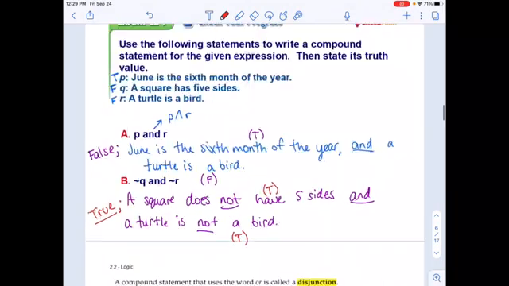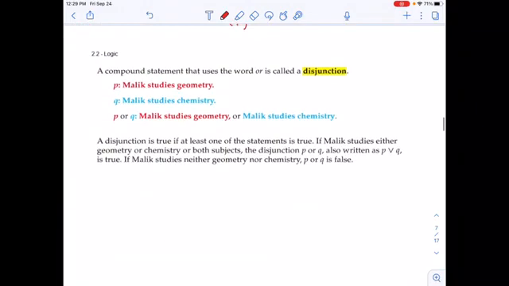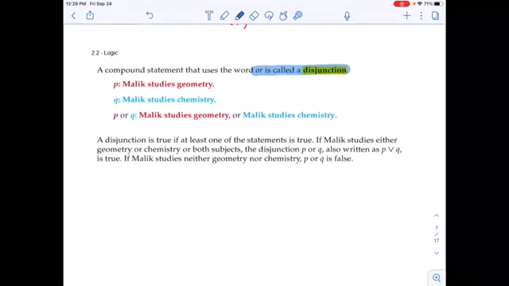Okay, so that's for conjunctions. We're now going to look at disjunctions. A compound statement that uses the word or, this is a disjunction. Okay, just another word to mean or. It says Malik studies geometry, Malik studies chemistry, so P or Q. Malik studies geometry or Malik studies chemistry. A disjunction is true if at least one of the statements is true. So both of them do not have to be true. Only one has to be. Two can be. The only reason it's false is if neither of them are true.